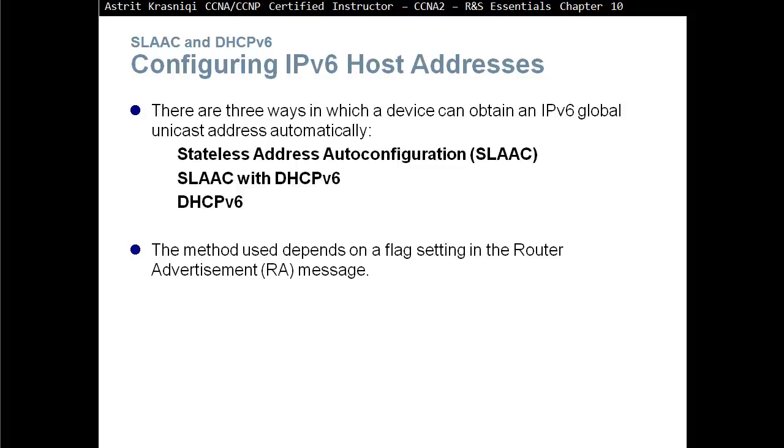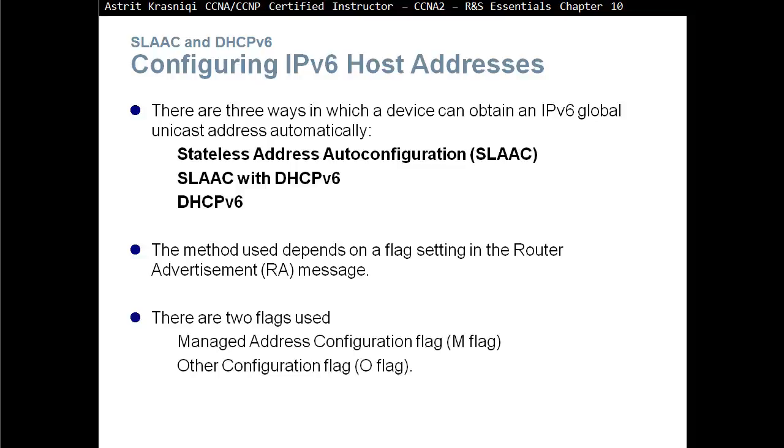The method the client will use depends on a flag being received from the router. So in the router advertisement message, whatever flag is in there, the client will choose one of them. There are two flags. The first flag is called Managed Address Configuration Flag, M flag, or Other Configuration Flag, or O flag. So we have two flags. Depending on the flag that you receive from the router, you're going to choose one of the three configurations: stateless address auto configuration, stateless with DHCP, or stateful.